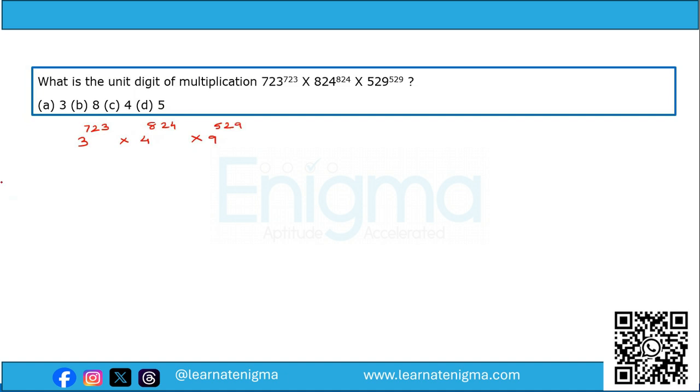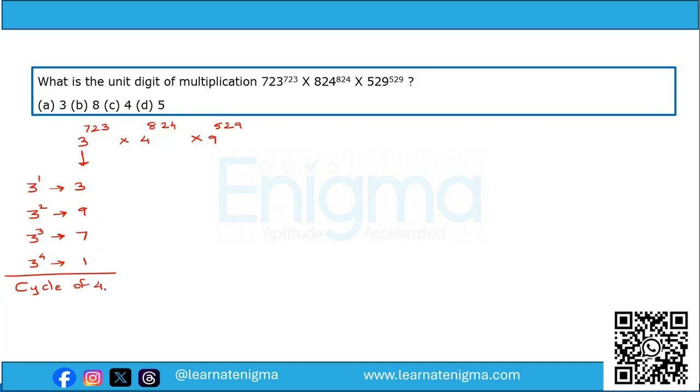Now let's find out the cycle of 3. The cycle of 3 is: 3 raised to 1, units digit is 3; 3 square is 9; 3 cube is 7; 3 raised to 4 is 1. Therefore, we can say that there is a cycle of 4 because the next powers go on having the units digit in the same order, 3971, 3971.